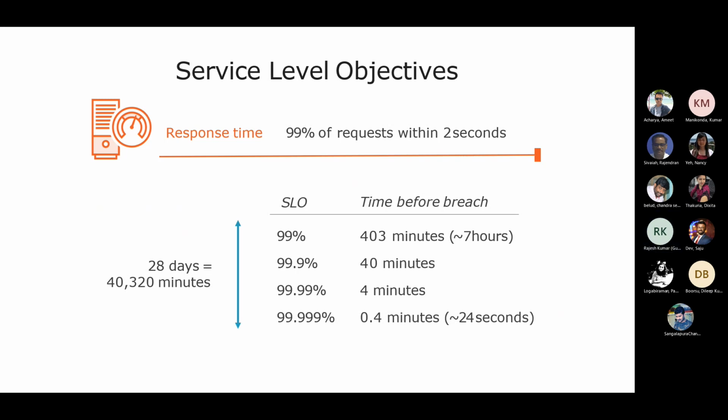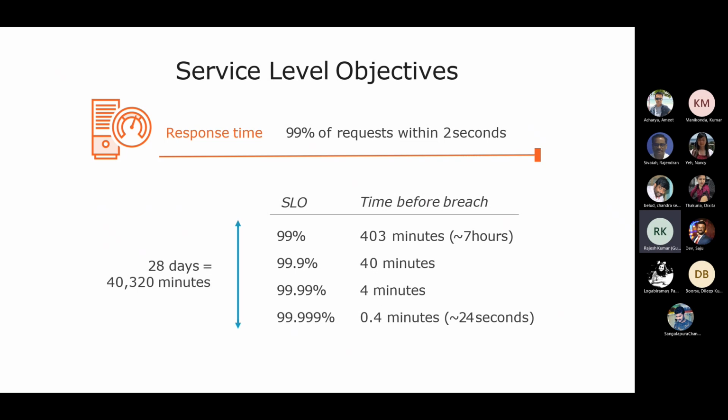So let's say you set the SLO at 99%. That means how much total downtime you may have in 28 days. Here you see that 28 days equals this many minutes. So if you set your SLO at 99%, you will have only 7 hours to restore problems or incidents. But if you set 99.9%, then you have only 40 minutes.